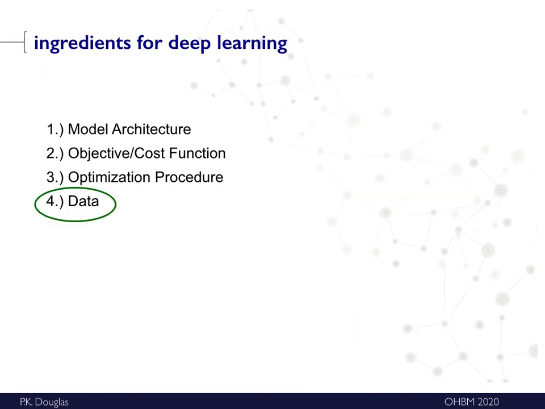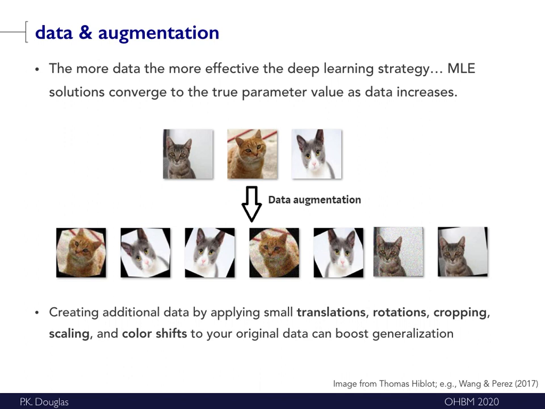The last ingredient is data. The more data, the better. Increasing the size of the training data improves generalization until either a minimal error is achieved or until an asymptote has been reached, depending upon your model's representational capacity. One can improve generalization by adding extra copies of your data that have been modified with small perturbations. Some examples include small translations, rotations, or changes in color.